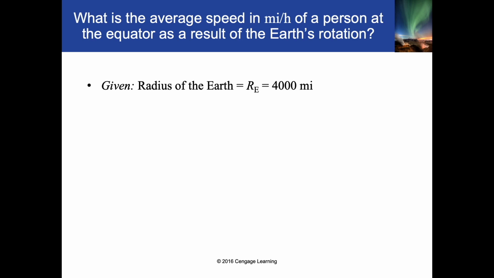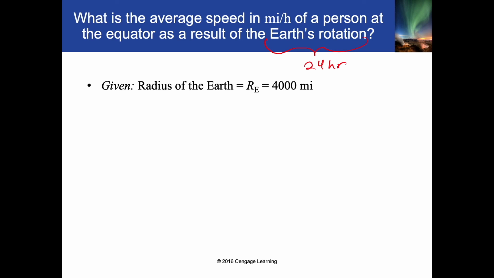Okay, so what then is the average speed in miles per hour of a person at the Earth's equator as a result of the Earth's rotation? So before we were talking about the Earth traveling around the sun. Now we're talking about a person standing on the equator of the Earth, just going around in a circle, because the Earth spins in a circle. So how much is Earth's rotation? Earth's rotation is literally 24 hours. It takes 1 day or 24 hours for the Earth to rotate around once.